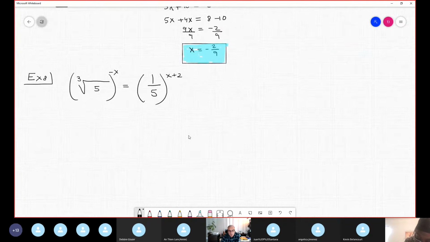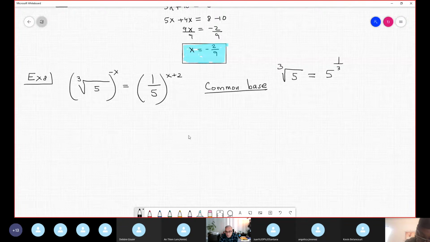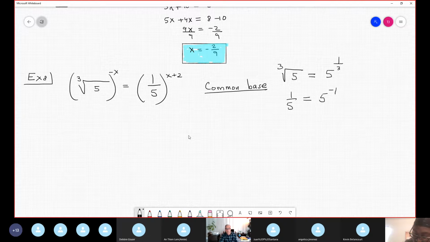So I ask myself, what would be the common base? Some idea, common base, guys? How do you manipulate both sides using the common base? For example, on the left hand side, we have the cubic root of 5. You know that a root can be expressed using a fraction exponent, 1/3, correct? We did it before with the square root, just 1/2. And 1 over 5 is the reciprocal, 5 to the negative 1. One possibility: replace the cubic root with 5 to the 1/3, and the exponent is negative x.